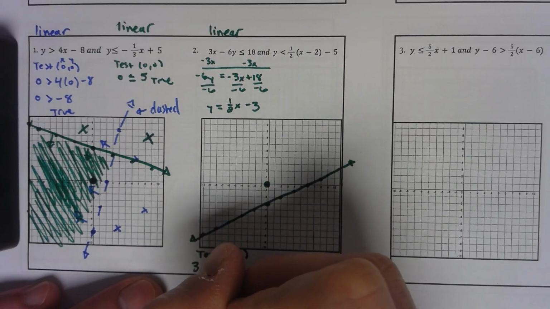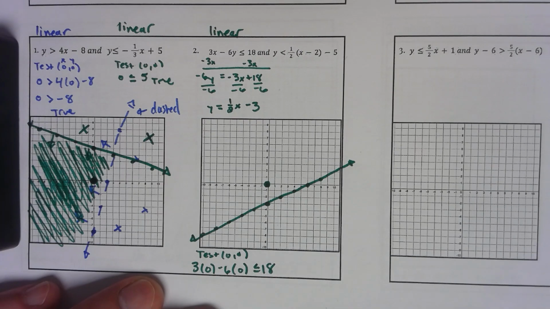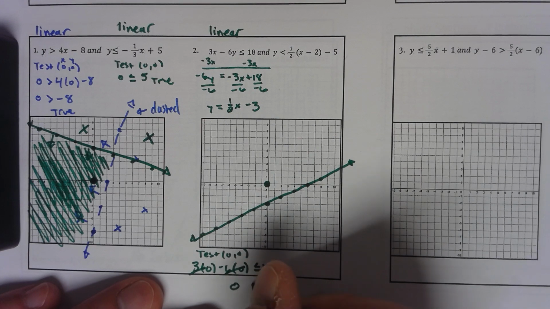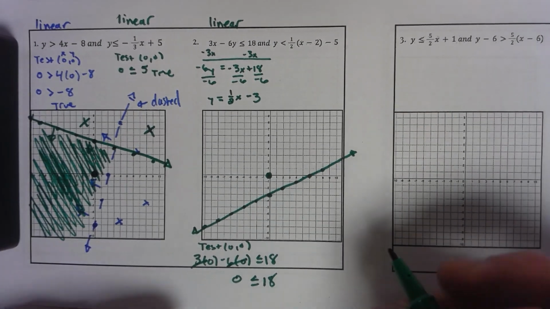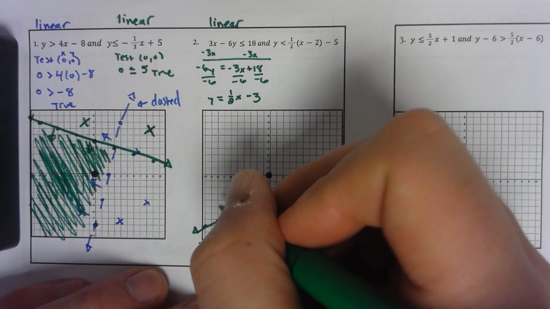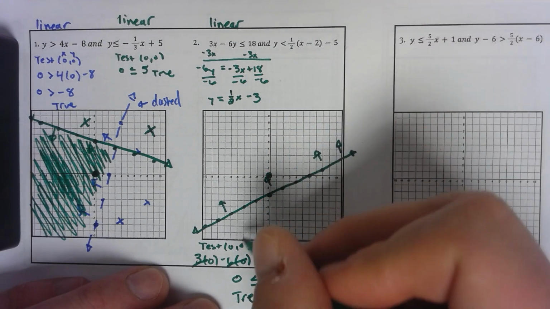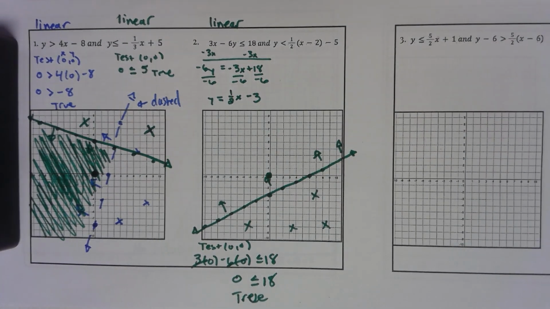Giving me 3 times 0 minus 6 times 0, is that less than or equal to 18? Well, all these 3 times 0s and 6 times 0s is just 0. So we get that 0 is less than or equal to 18, which is very true. Since that's true, I know that I'm going to be shading above this green line, and for sure nowhere below it. The X's, again, can kind of help our brain remember not to shade that bottom section there.